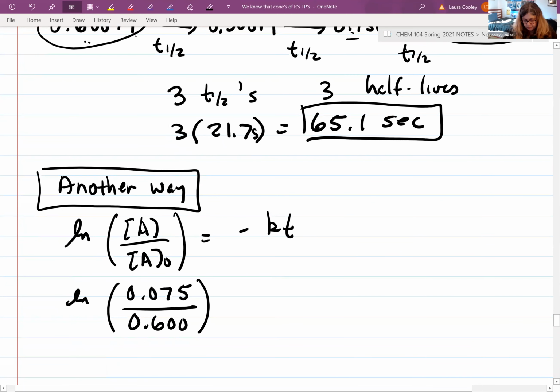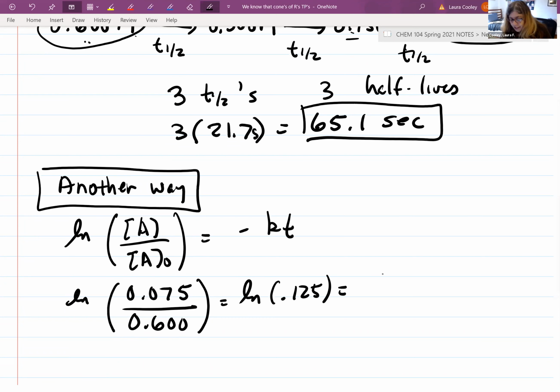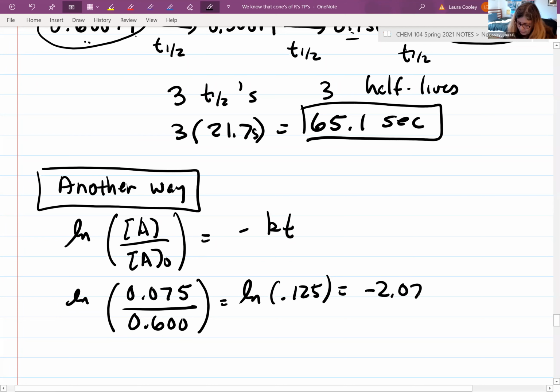What is that? Take your calculator and figure it out. Anybody? I'm looking at the chat. Chat's been pretty empty. You don't have to chat. You can tell me it. Just turn on your mic and tell me, what is the log of 0.125? Negative 2.08. Yeah, let's keep an extra figure. And that's minus KT. Well, K we know.